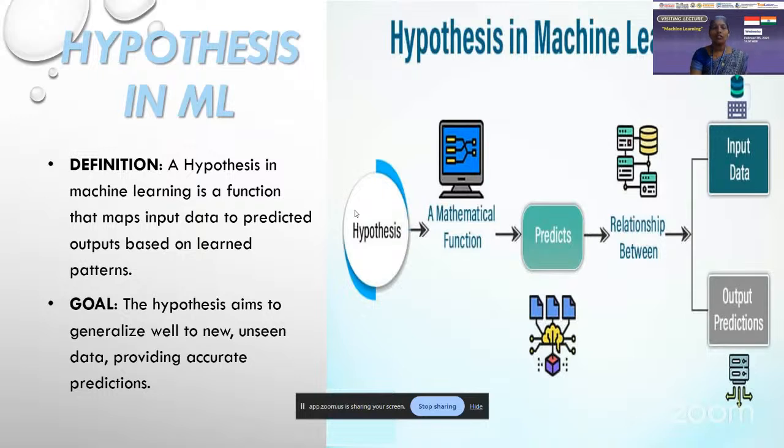So the first thing is, what do you mean by hypothesis in machine learning? It is a function that maps the input data to the predicted output based upon the learned patterns. The main goal of a hypothesis is to generalize well to new unseen data, providing accurate predictions. Looking at a diagram, a hypothesis includes mathematical functions and predicts the relationship between two variables, or it may be two statements, and according to the predictions, it will provide an output. Once the previous data has been known by the machine, if a new environment or new situation is provided to it, it can act accordingly.